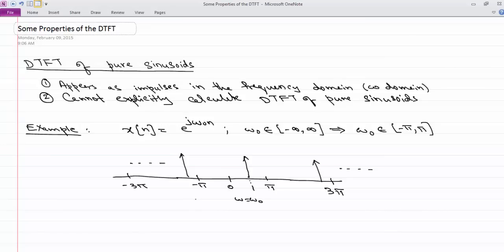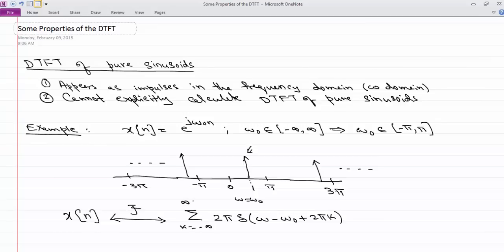So this is what you expect intuitively, and what we say is that a pure complex exponential has a Fourier transform which is given by 2 pi delta of omega minus omega naught. That takes care of this impulse. But then you also have an impulse at every 2 pi k distance. So we also have plus 2 pi k, and summation k from minus infinity to infinity. The difference from the continuous time Fourier transform, of course, is that if I had given you e to the j omega naught t, the continuous time Fourier transform of that is just one impulse at omega naught. But in this world of discrete frequencies, we have an infinite number of impulses at omega naught, omega naught plus 2 pi, omega naught plus 4 pi, and so forth.